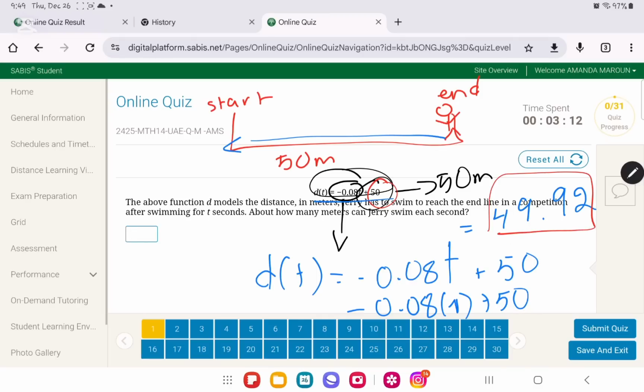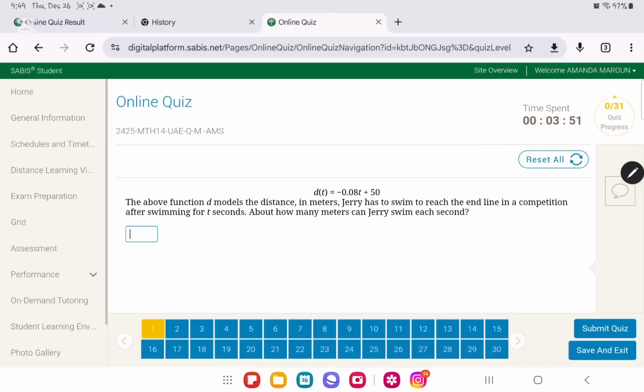You may think that Jerry swims each second 49.92 meters, which is practically impossible for an average human being to swim per second, okay? But instead, since he started at the end, he is at 50, that means he moved here to 49.92. How much he actually really traveled was 50 minus 49.92, which is 0.08. All right? So, in total, we can say that Jerry swam 0.08.